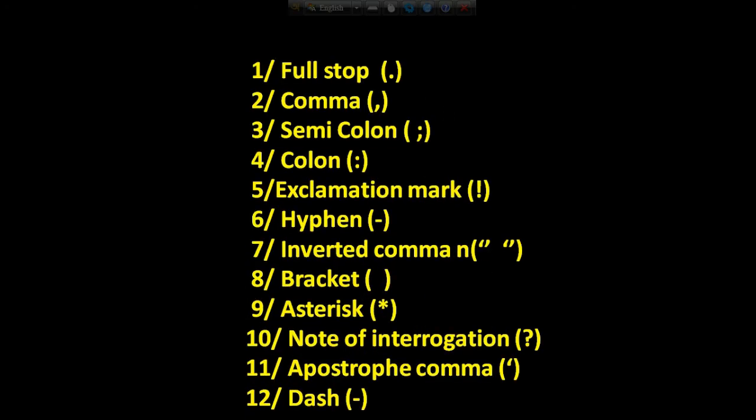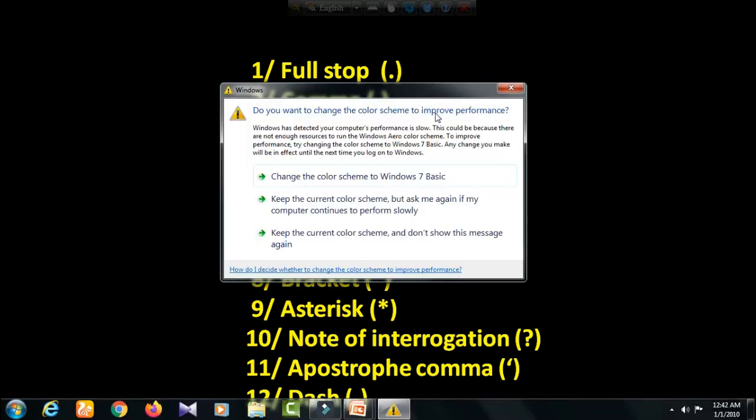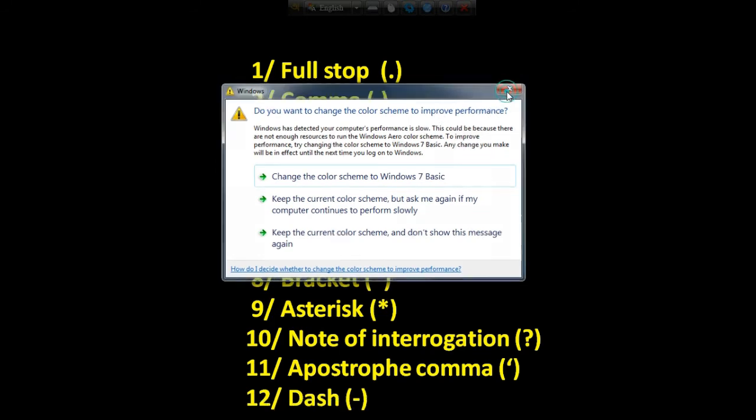Just look at the screen. Number 1 is full stop. That means we use full stop to end the sentence, and number 2 is comma, one of the most important punctuations. Then semicolon, and number 4 is colon. Okay, sorry for my computer virus.